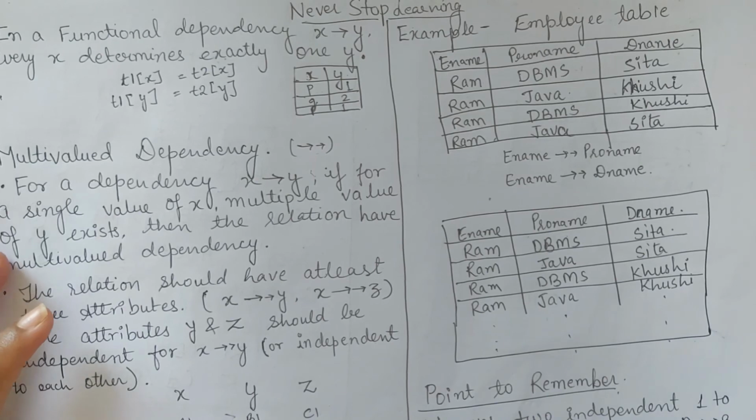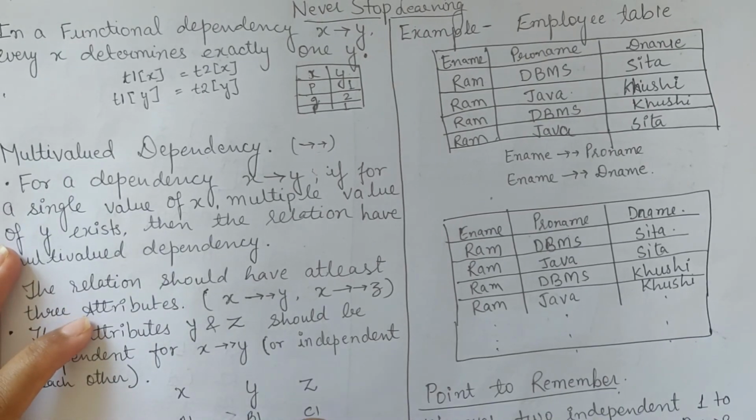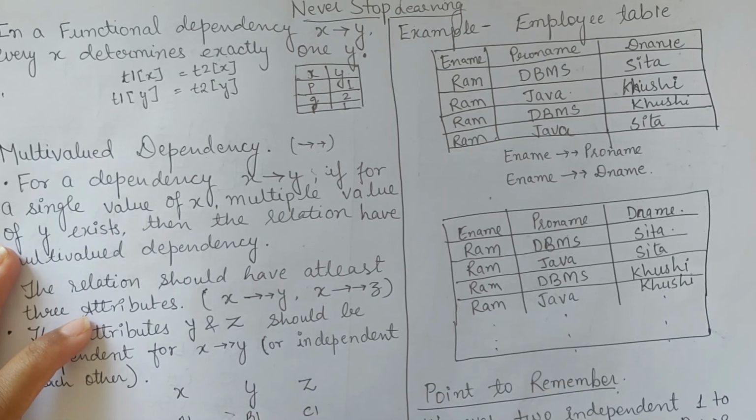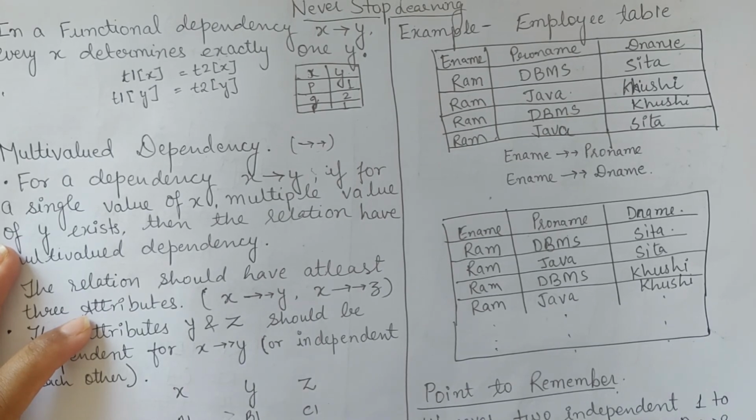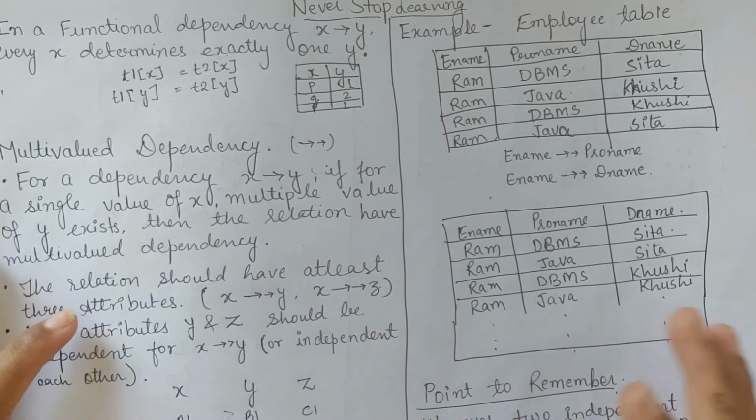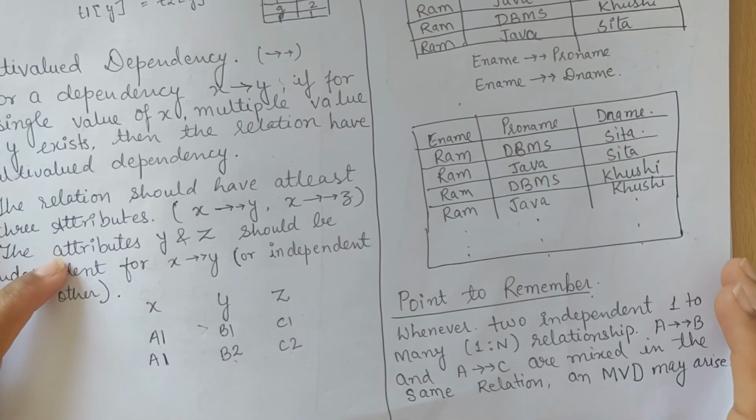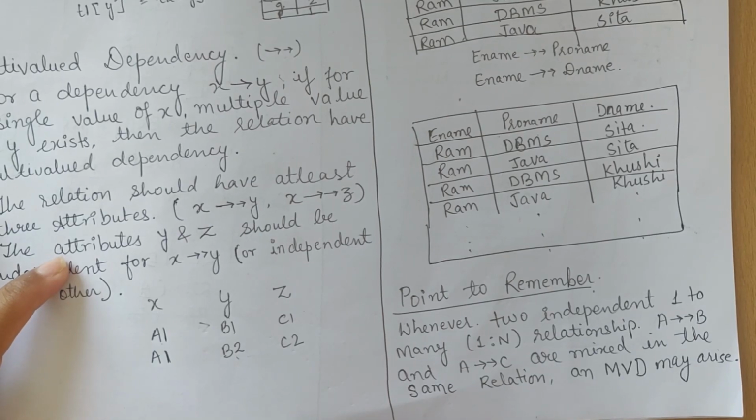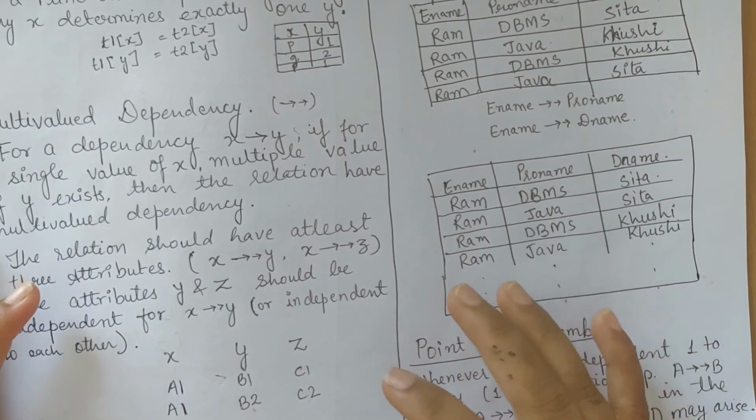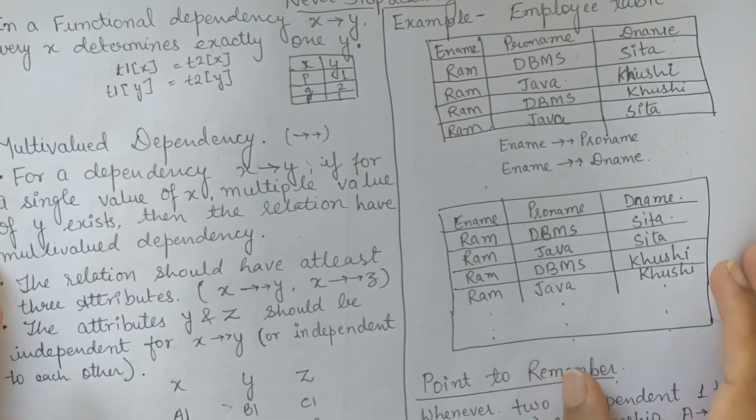To deal with this, we need a normal form, and that's why the fourth normal form came. The fourth normal form doesn't allow multi-valued dependency. So in the coming lecture, I will be teaching you the fourth normal form. Till then, I hope you will remember this point to remember and what a multi-valued dependency is, because this is the base for your fourth normal form.